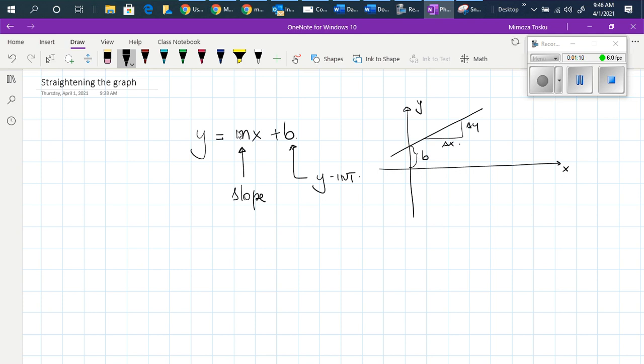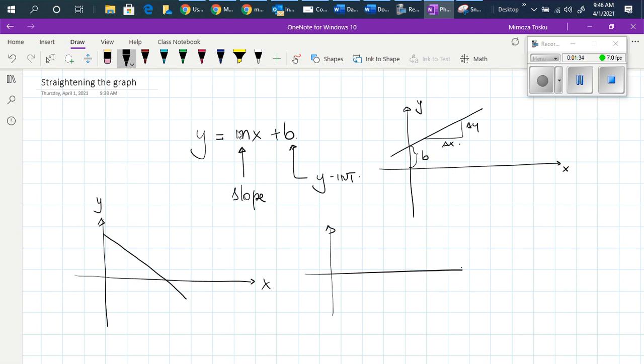This slope can be positive, like in this case here, when the graph is going straight up. It can be negative when the graph is falling down, so when you have something like this, or it can be zero when it is parallel with the horizontal axis. So it's either this one or this one here.